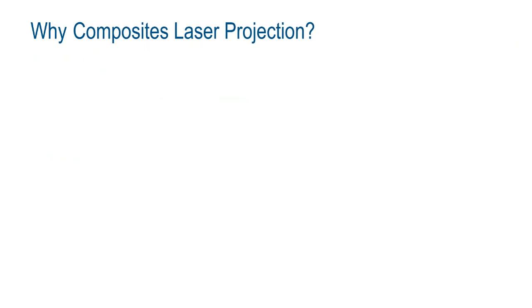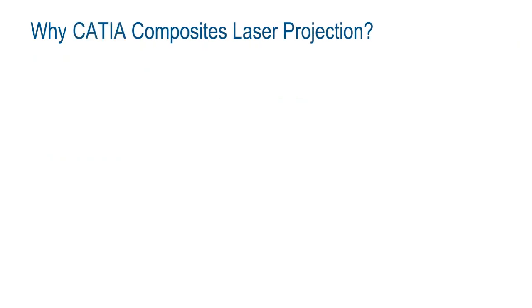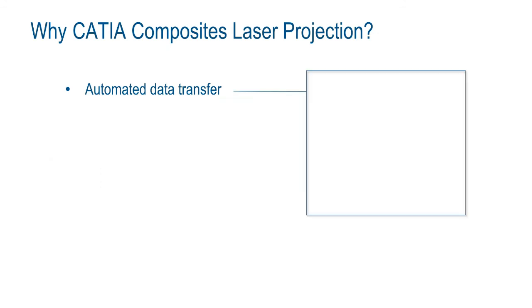Okay, so why CATIA composites laser projection? The first reason is automated data transfer. What do I mean by this? This is information defined in the CATIA part model that we can directly use to indicate how the part should be laid up. First, we have calibration points, which is how the lasers in the room can locate their position relative to the tool. There are plies themselves, along with any possible cores and cut pieces.